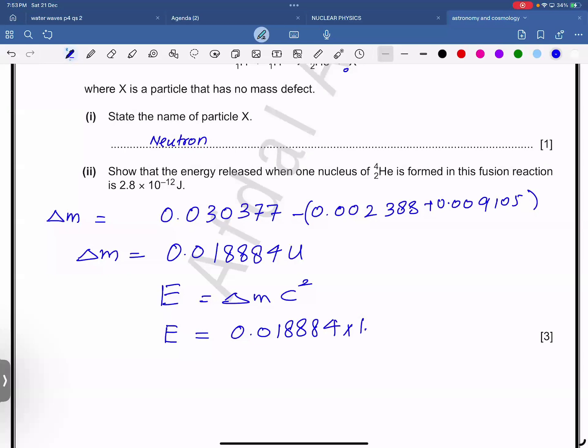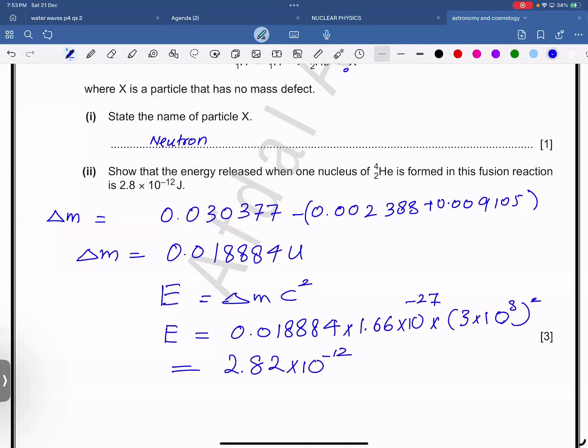0.018884 into 1.66 into 10 power negative 27, into 3 into 10 power 8 square. Calculate. 2.8 into 10 power negative 12. You can round to 2.8 into 10 power negative 12.